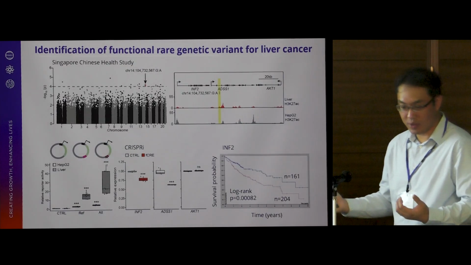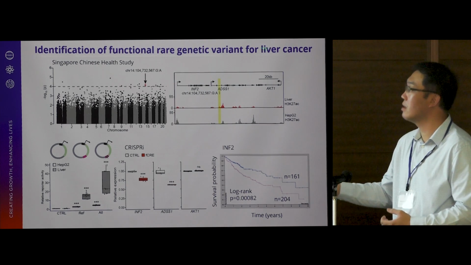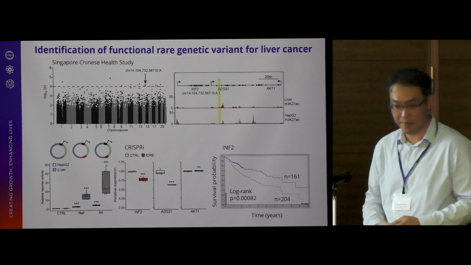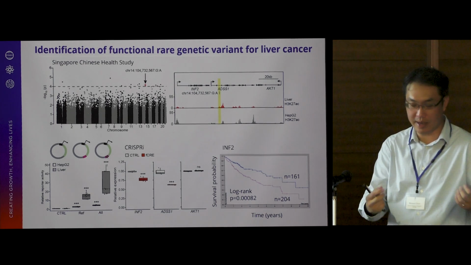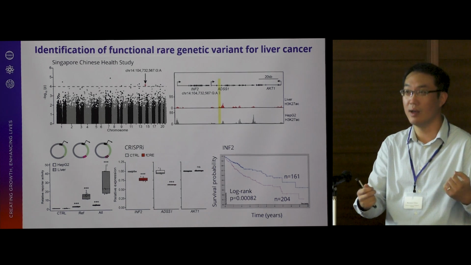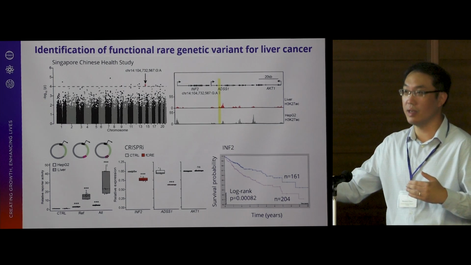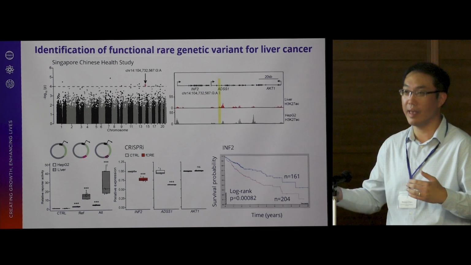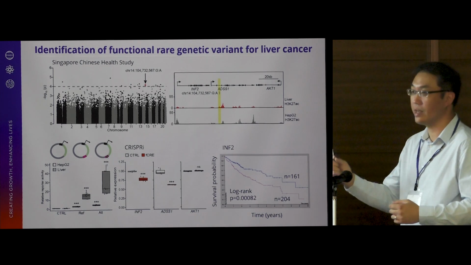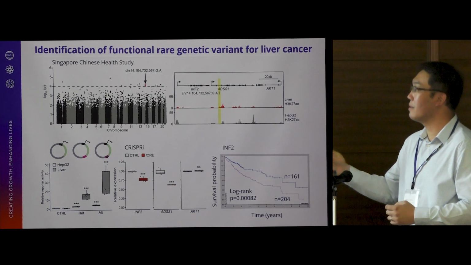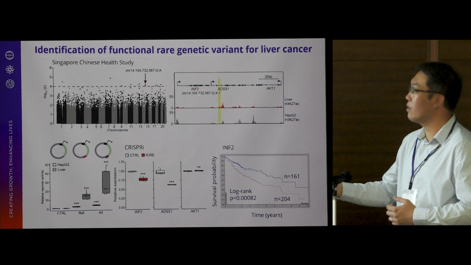And then from the data we generated, we were also able to identify one functional rare genetic variant related to liver cancer. Here we use a cohort study, the Singapore Chinese Health Study. It's a long-term study. They collected samples from individuals when they were 40, 50 years old, and then every year asked those individuals to come back and give DNA and blood samples. From that, they identified some genetic variants associated with liver cancer, and when we incorporate the data we generated here, we identify one of these variants.